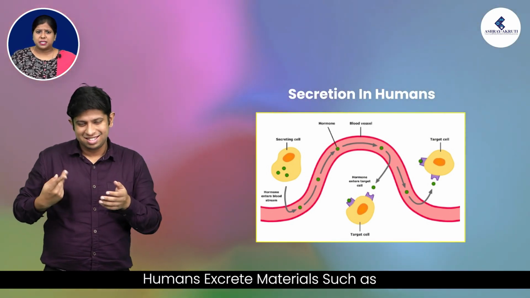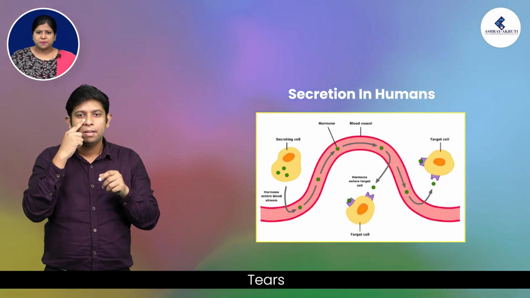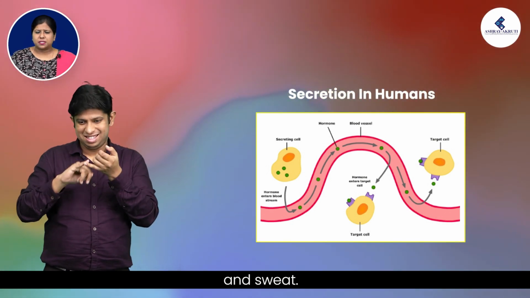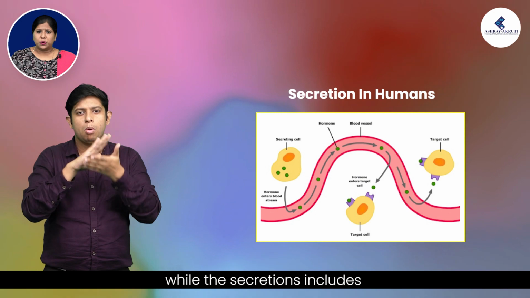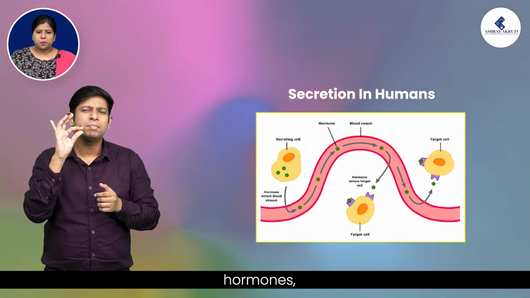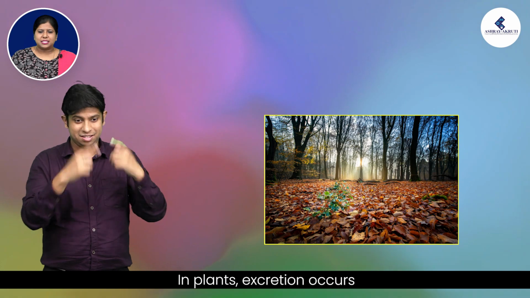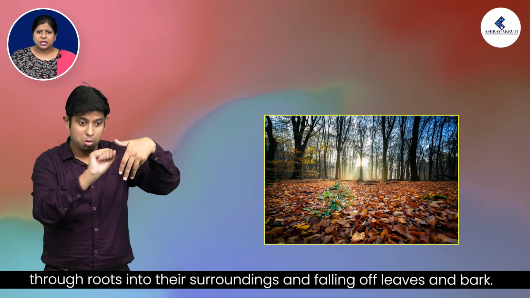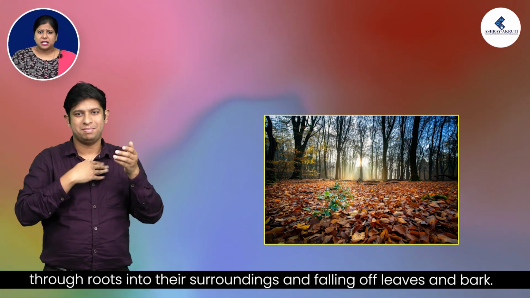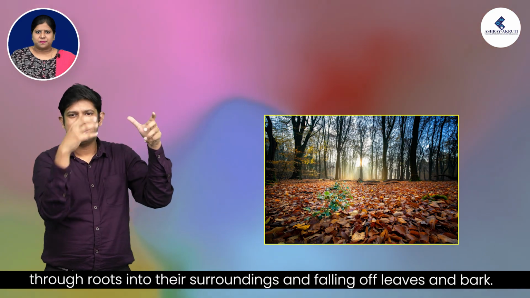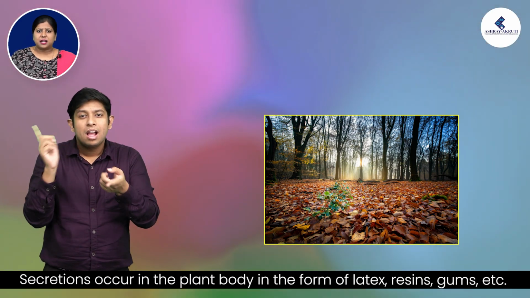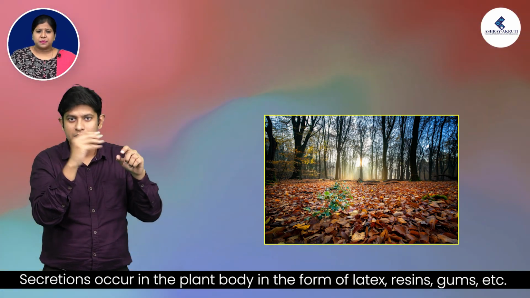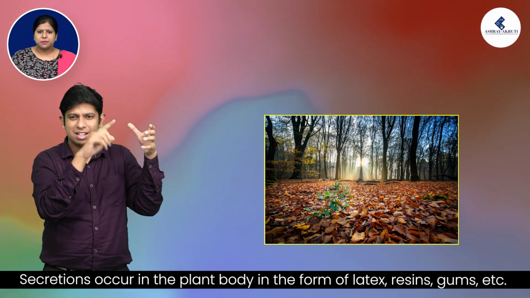Humans excrete materials such as tears, urine, carbon dioxide and sweat, while the secretions include enzymes, hormones and saliva. In plants, excretion occurs through roots into their surroundings and falling of leaves and bark. Secretions occur in the plant body in the form of latex, resins, gums, etc.